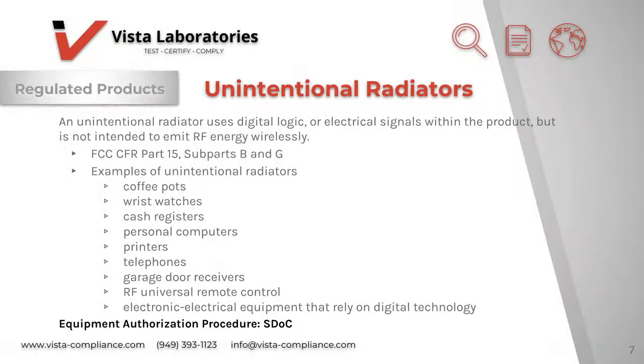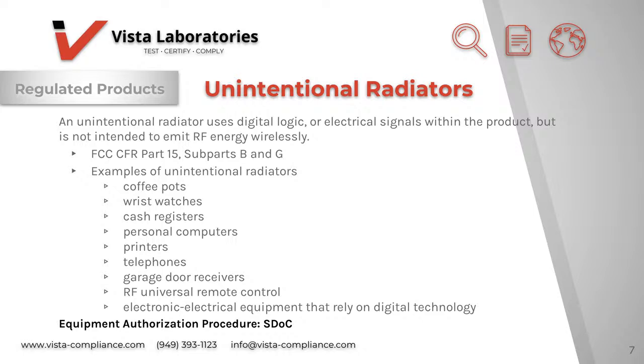An unintentional radiator is a device that by design uses digital logic or electrical signals operating at radio frequencies for use within the product, or sends radio frequency signals by conduction to associated equipment via connecting wiring, but it is not intended to emit RF energy wirelessly by radiation or induction. Today, the majority of electrical products use digital logic operating between 9 kHz to 3000 kHz and are regulated under 47 CFR Part 15 Subparts B and G.